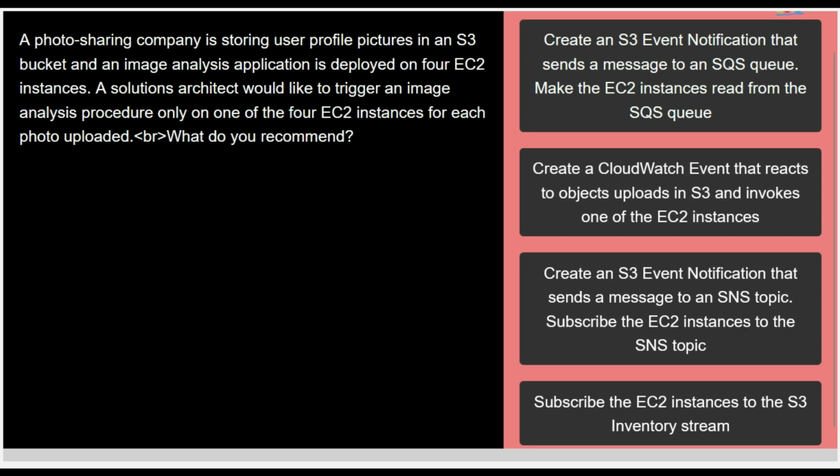So the first question is, a photo sharing company is storing user profile pictures in an S3 bucket and an image analysis application is deployed on 4 EC2 instances. A solutions architect would like to trigger an image analysis producer only on one of the 4 EC2 instances for each photo uploaded. What do you recommend?